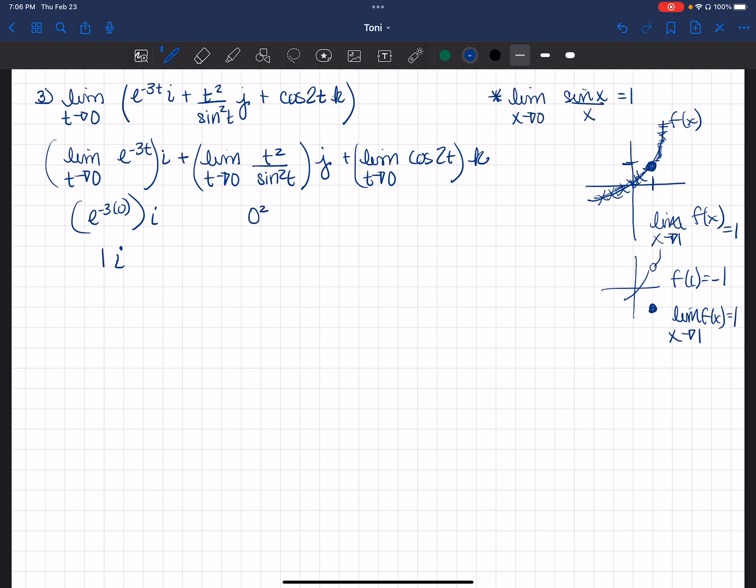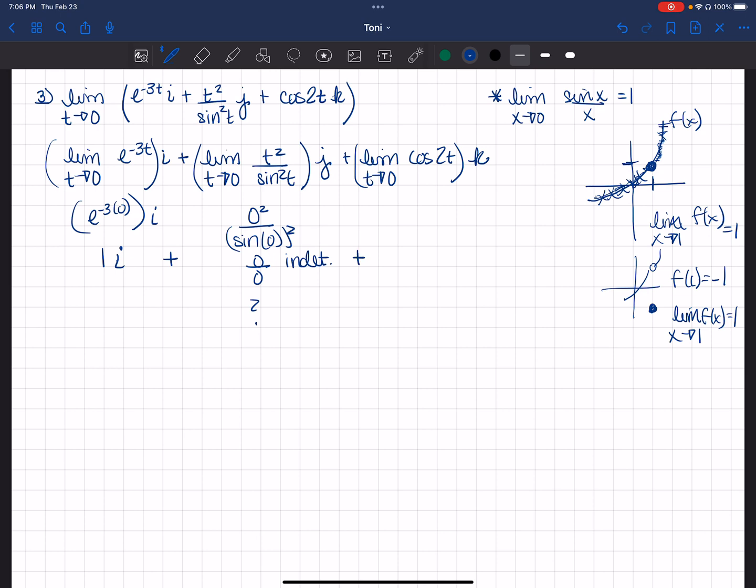Now, the second part causes a little bit of a problem, because if I substitute in 0, I get 0 squared over sine of 0 squared. Well, that gives me the indeterminate form. That means I have to do something else about it. If you get a 0 over 0, it's called an indeterminate form. It's not just undefined. There's something else that could go on. So we're going to come back to that. So we've got a big question mark there.